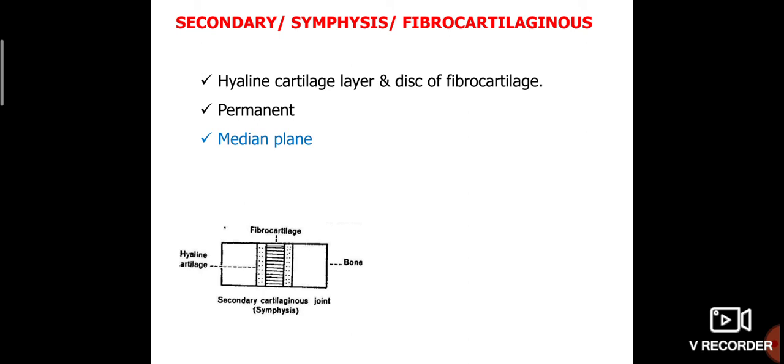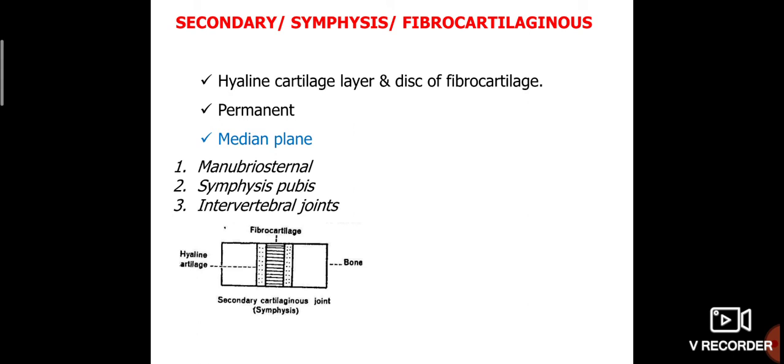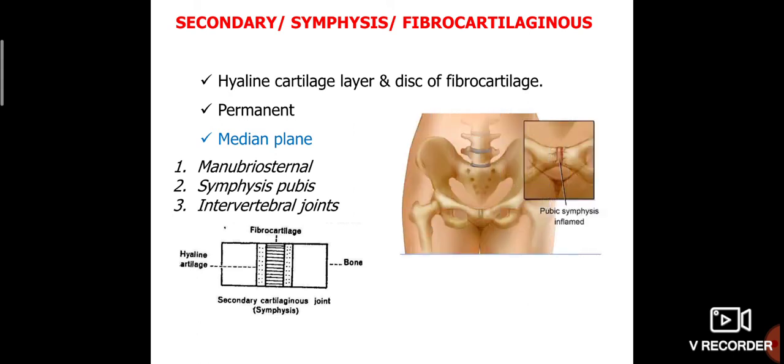Then the sternolateral joint. So all the joints which come in the midline of the body come under secondary cartilaginous joint. This picture shows the pubic symphysis. This is a pubic symphysis.